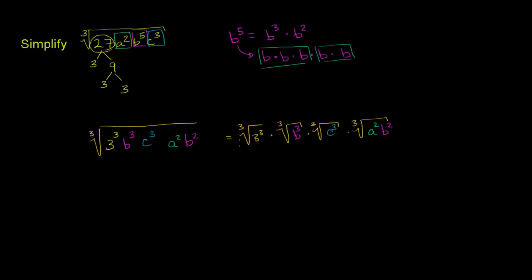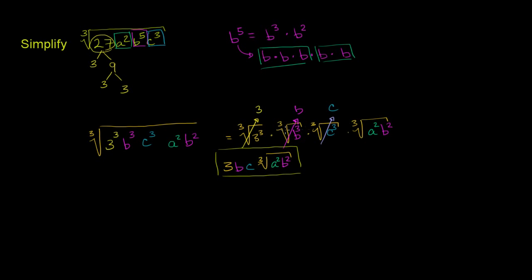And so we can look at these individually. The cube root of 3 to the third, or the cube root of 27, is clearly just going to be 3. 3 to the third power is equal to 27. The cube root of b to the third, well, that's just b. And the cube root of c to the third is clearly just c. So our whole expression has simplified to 3 times b times c times the cube root of a squared, b squared. And we're done.